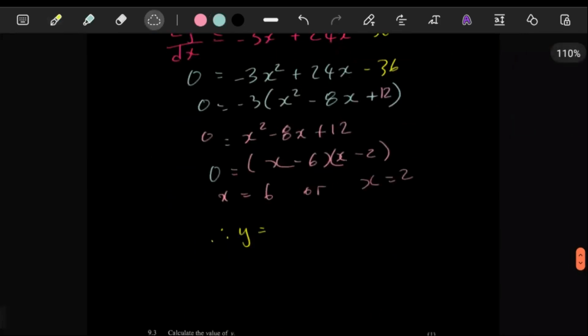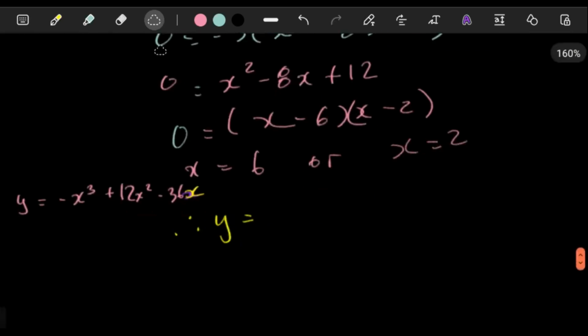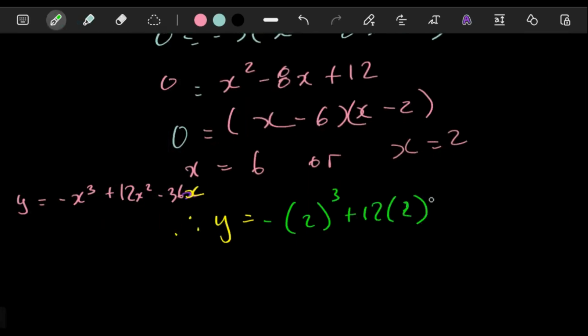Let's copy, paste. So this is negative 2 cubed plus 12 with a 2 here squared minus 36 times 2. That's that. So here, 2 cubed is 8, 2 squared is 4. 4 times 12 is 48. And then 36 times 2 is -72.